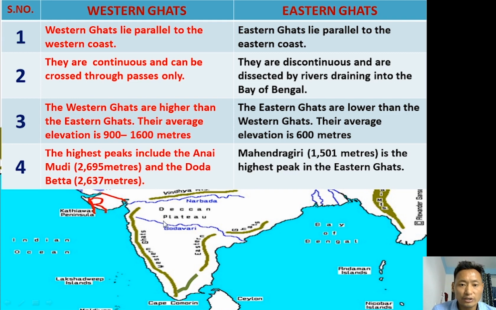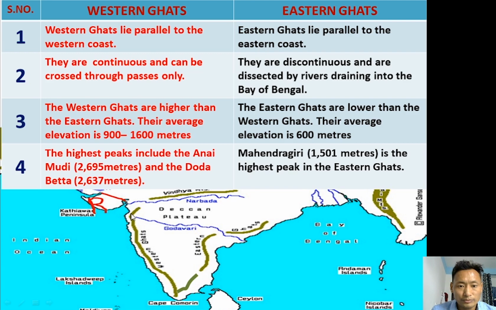Western Ghats are much higher. If we talk about the height of these two hill ranges, Western Ghats are much higher than Eastern Ghats. The average height of Western Ghats is between 900 to 1,600 meters above sea level. And if we talk about the altitude of Eastern Ghats, they are much lower than Western Ghats. The average elevation is 600 meters above sea level. That shows the Western Ghats are much higher than Eastern Ghats.